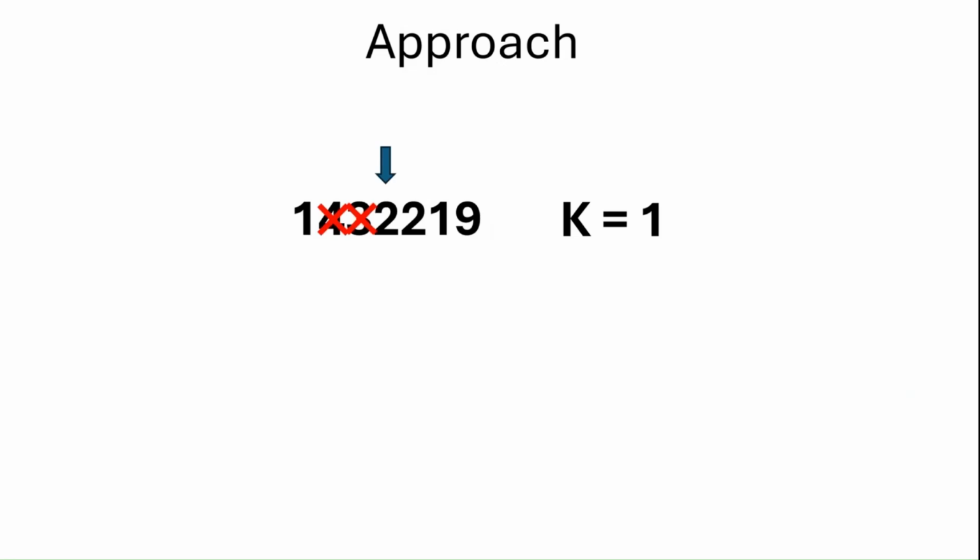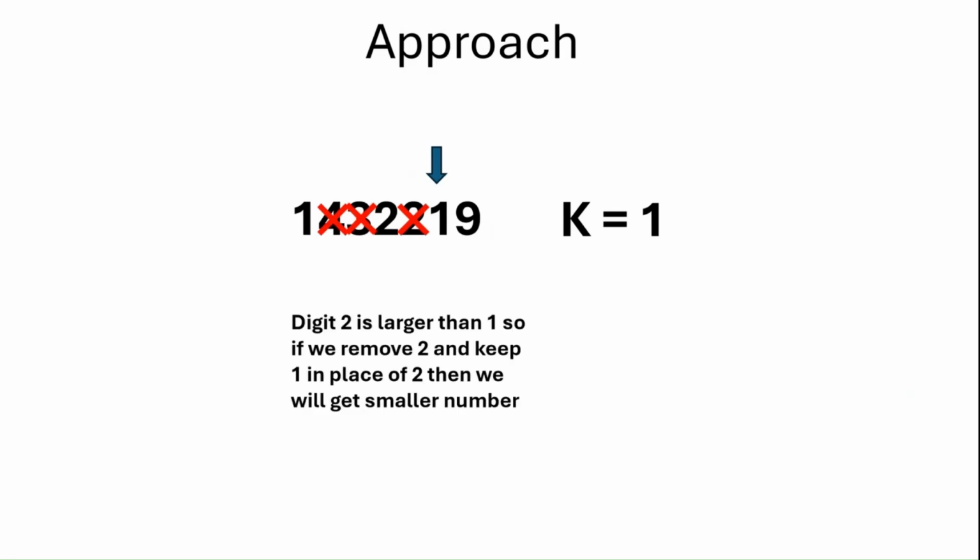Now k became 1. Let's go to the next digit. Now 2 is not less than 2, so let's go to the next digit. We visited now the digit 1. Now k is greater than 0, so we can remove the previously visited digit, which is 2. Digit 2 is larger than 1, so if we remove the 2 and keep 1 in place of 2, then we'll get the smaller number. 1 2 2 is definitely greater than 1 2 1. Right? That's why we can remove the 2.